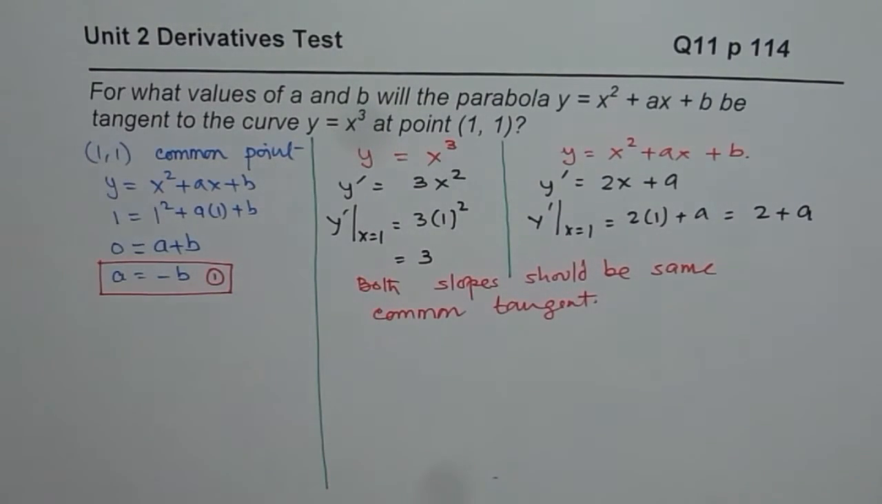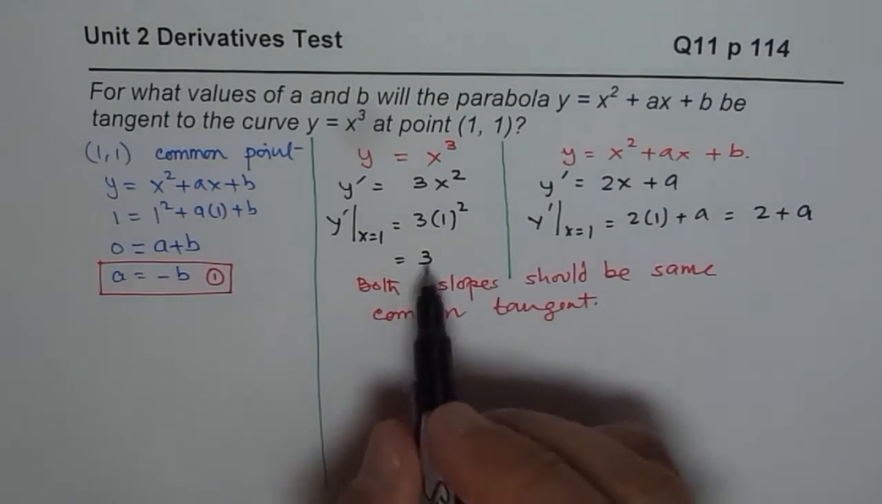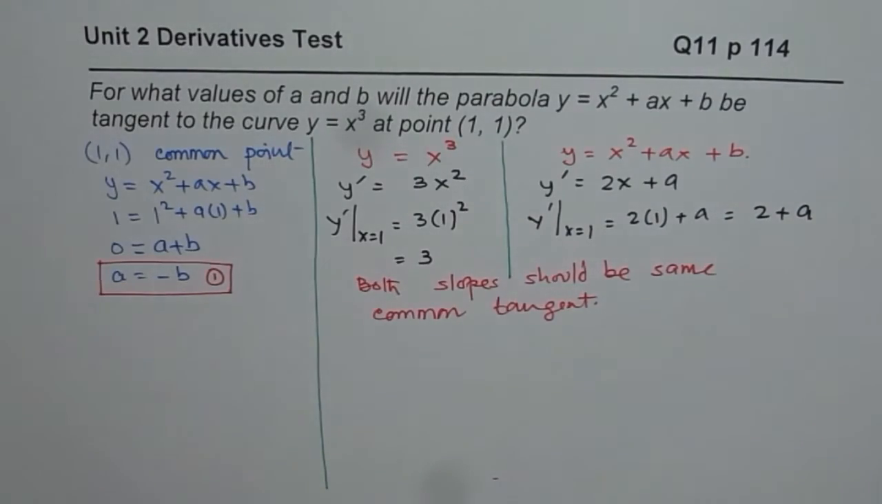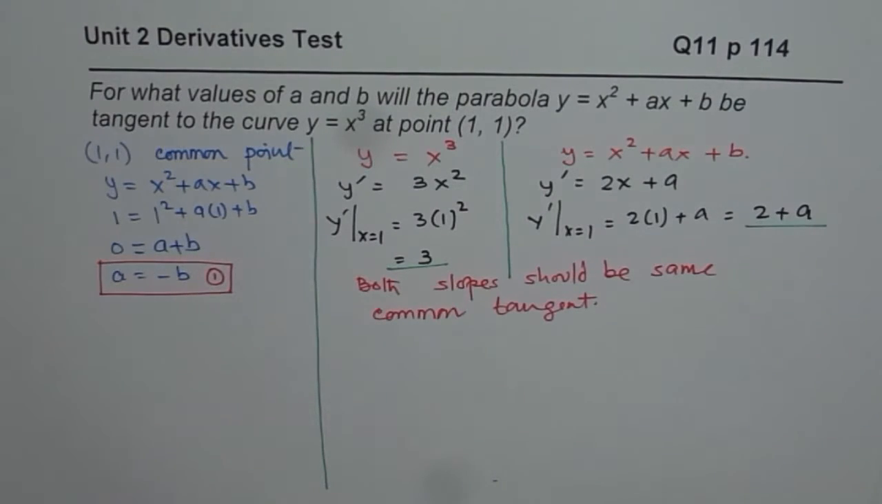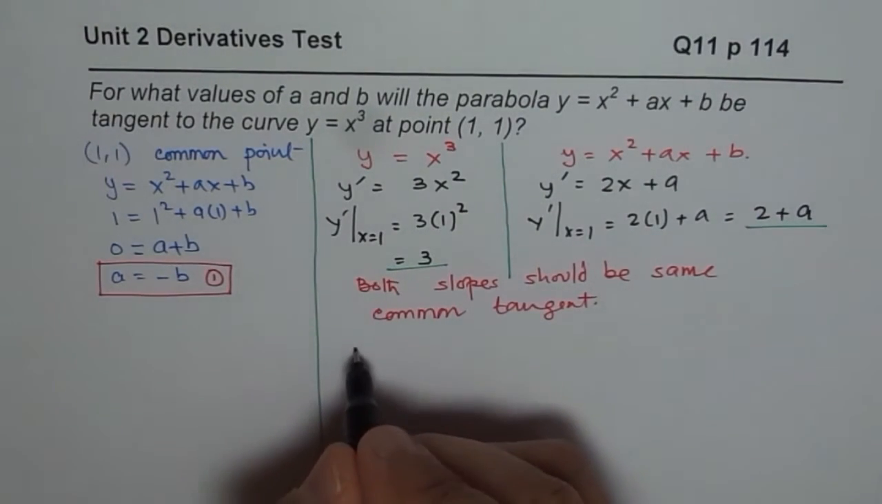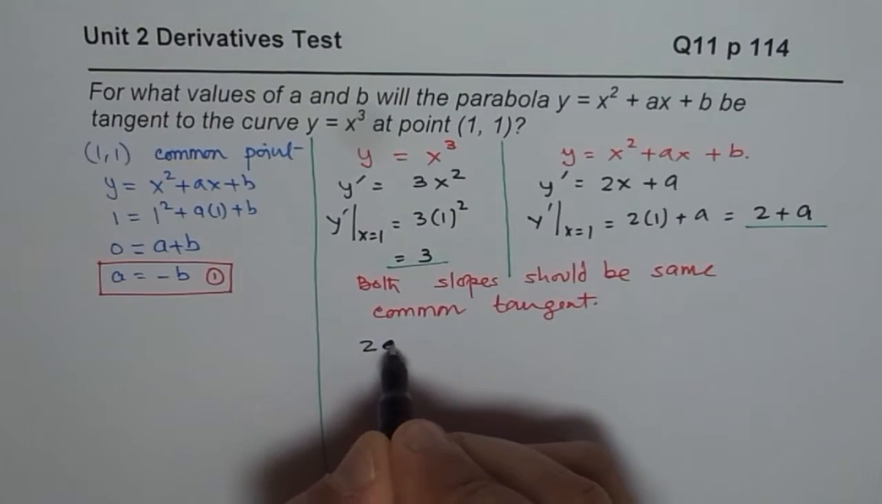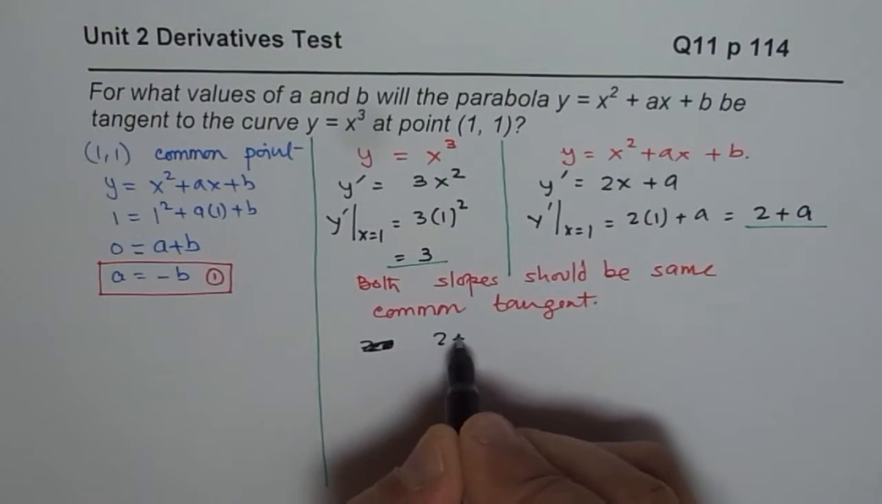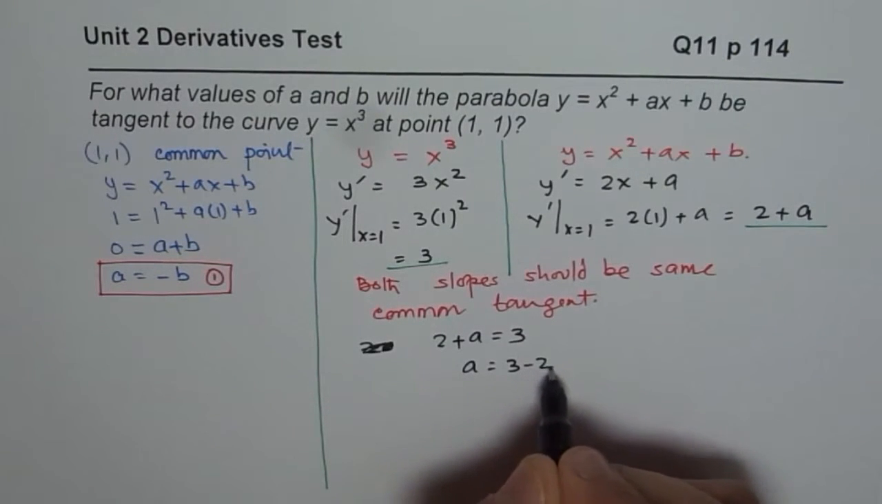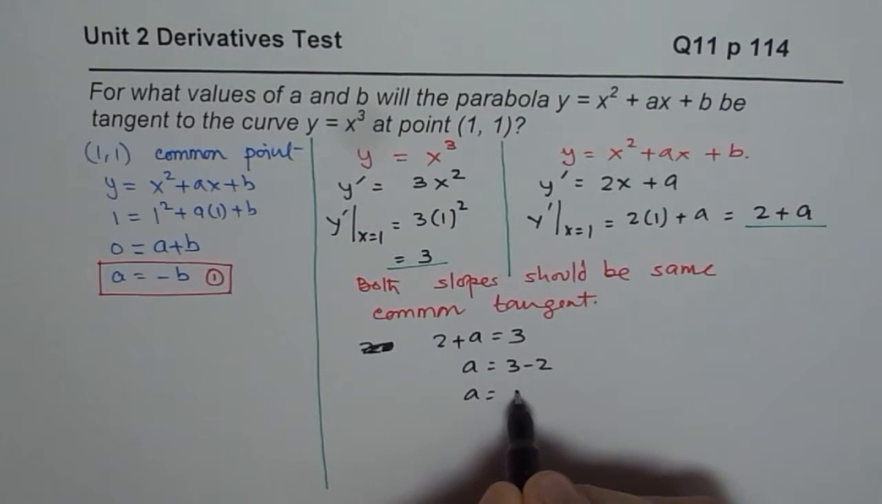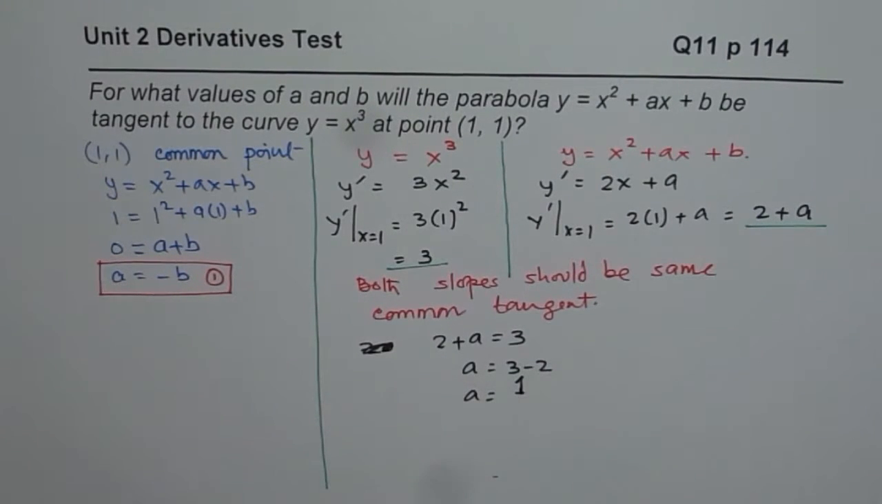So let's solve for these two. What we are equating here is this slope and this slope. So we get 2 plus a equals 3, or a equals 3 minus 2. We get a equals plus 1. So let me write 1 here. Okay, so a equals 1. That is the value of a.